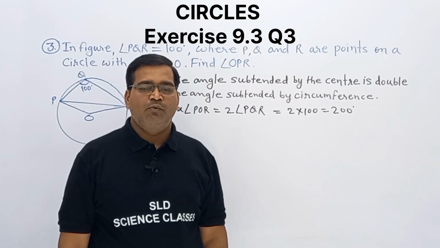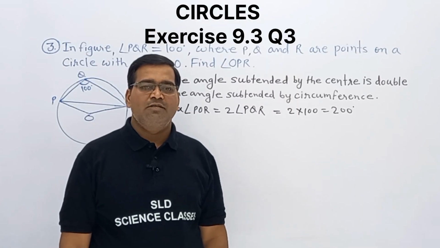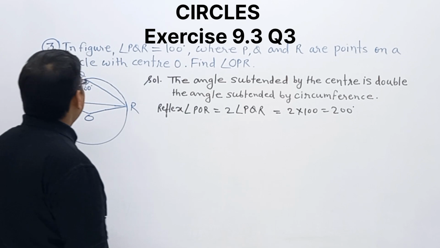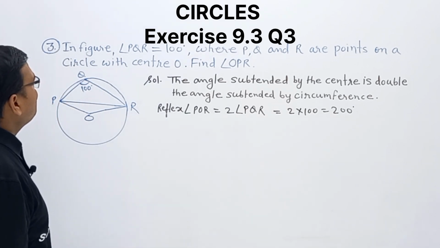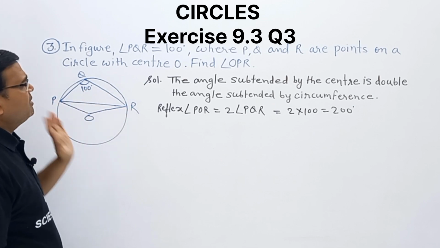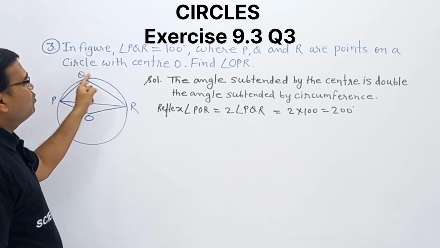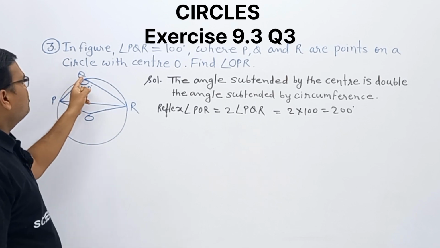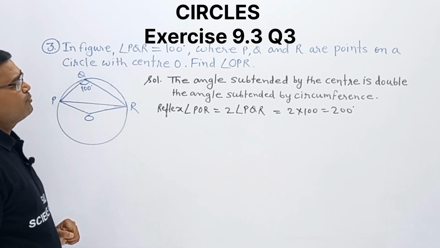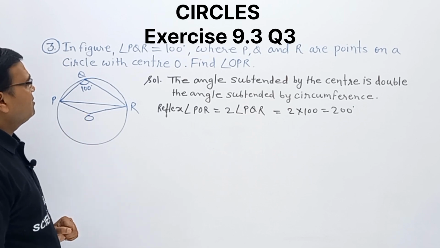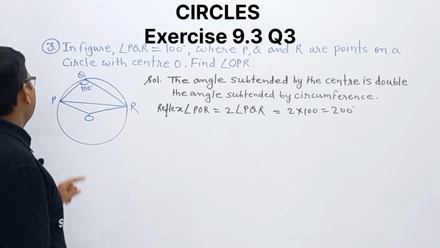In this class, we are going to discuss question number 3, exercise 9.3, circle. Observe this question. In the figure, angle PQR equals 100 degrees, where P, Q and R are points on a circle with center O. Find angle OPR.